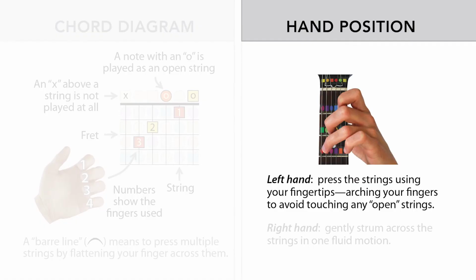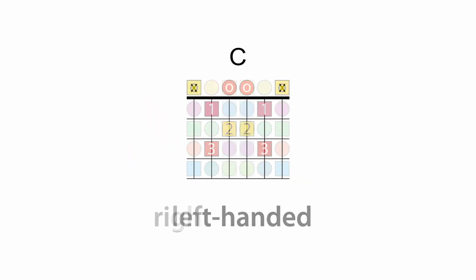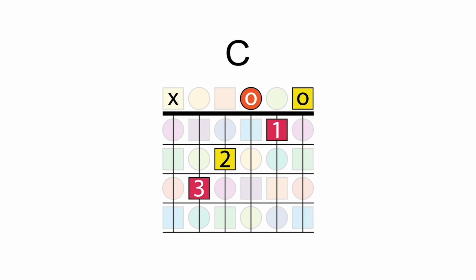Now, if you're right-handed, your left hand presses the strings using your fingertips, making sure that you arch your fingers to avoid touching any of the open strings, while your right hand gently strums across the strings in one fluid motion. So your left hand presses the fretboard, while your right hand strums or picks the strings. And for you left-handed players, you do the opposite. Your right hand presses the strings, and your left hand strums the strings. In a nutshell, these are the markings you'll find in nearly all chord diagrams, and with a little practice, they're easy enough to interpret in any chord you see.